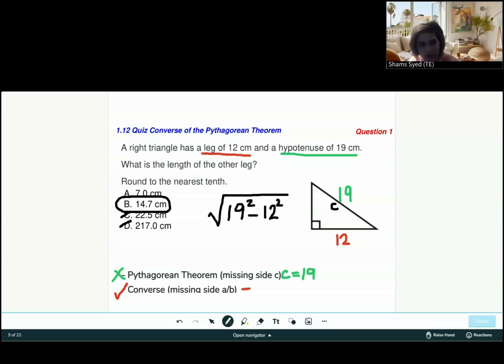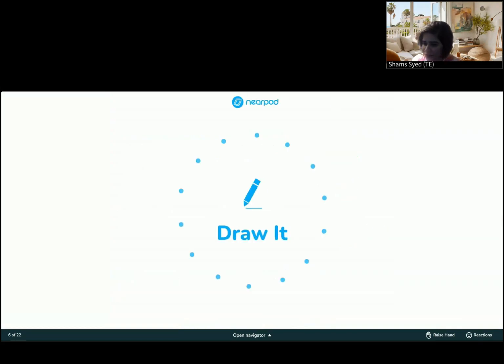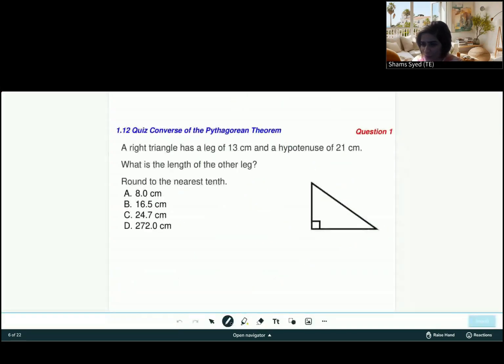Let's move on to the third variety. Remember, the session is recorded. We can anytime be going to the previous questions also. And here's the third variety of question 1. Let's see what's given. A right triangle has a leg of 13 centimeters. One of the shorter sides is 13.